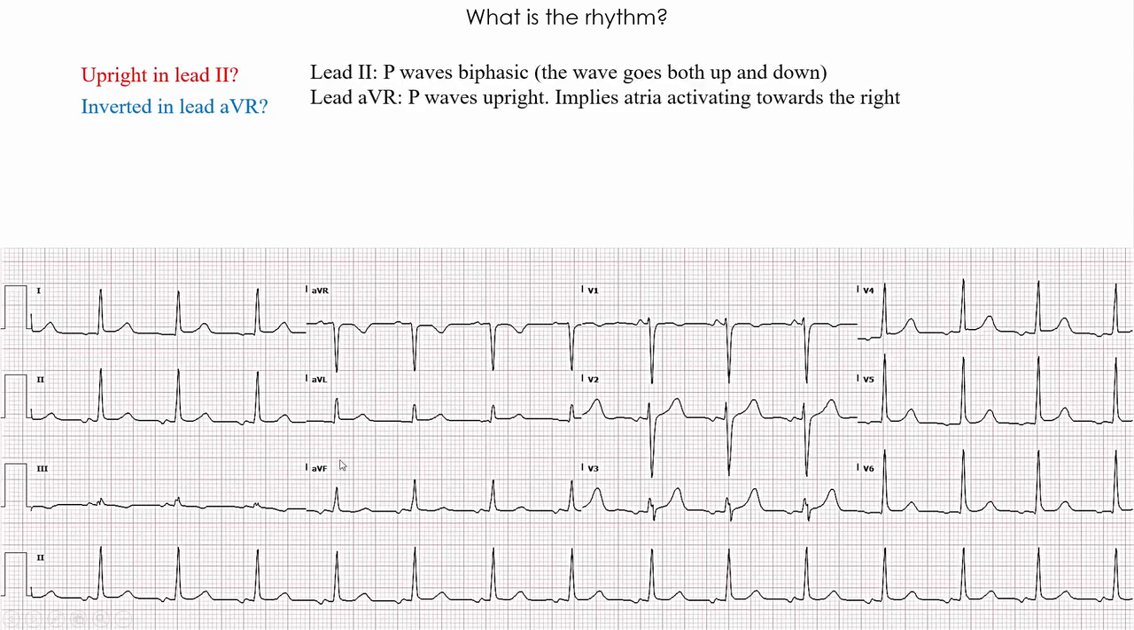I'll point out here that every P wave is followed by a QRS complex. It's perfectly regular, but it's still not sinus rhythm, okay? This is an atrial rhythm. The rhythm has started, or the action potential has started from somewhere other than the sinus node.